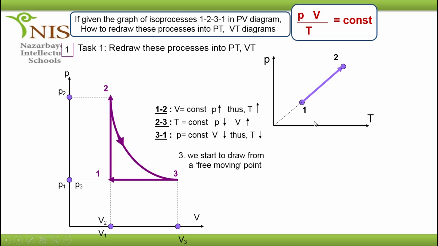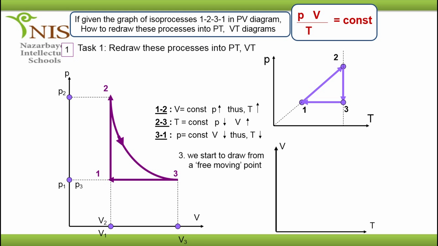So 2 to 3, T is constant. If T is constant, our graph will be a vertical line. So vertical line in which way? Up or down? Now let's have a look at our analysis. P is decreasing. So if P is decreasing, we need to draw down, 2 to 3. Now finally 3 to 1, as we know, P is constant, so it means our graph will be a horizontal line till 1. So now we finished the PT diagram.